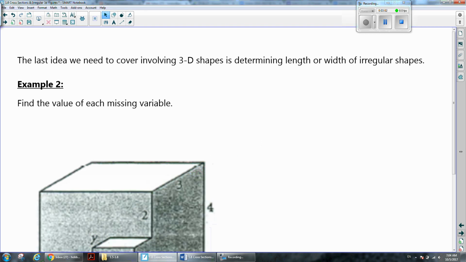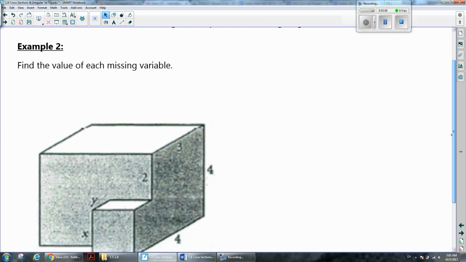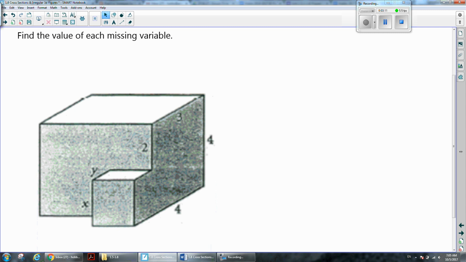So last idea we need to cover involving 3D shapes is determining the length or width of irregular shapes. So here's a 3D box with some parts coming out of it. So we want to find the missing value for each variable here.